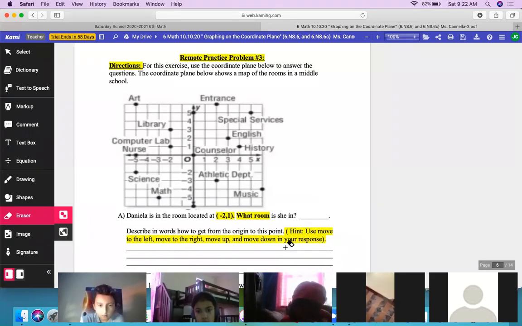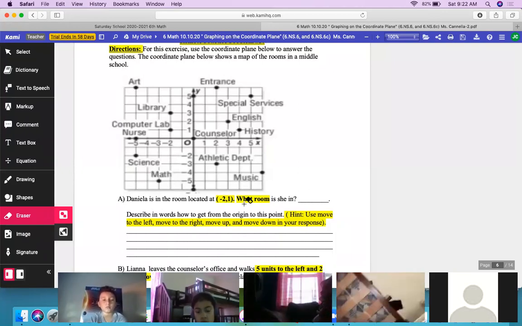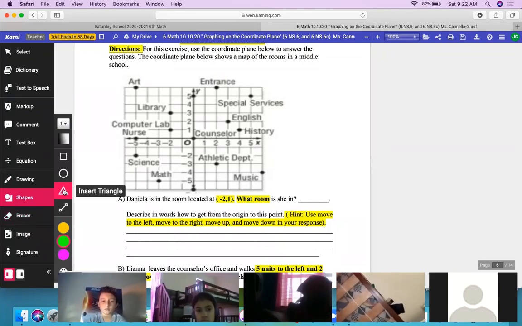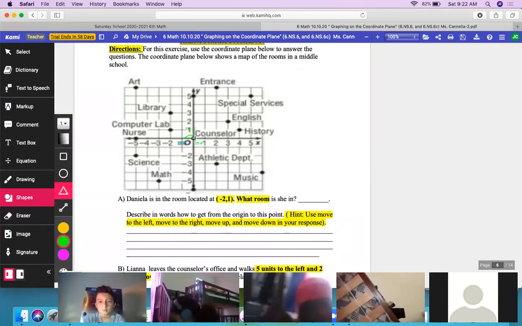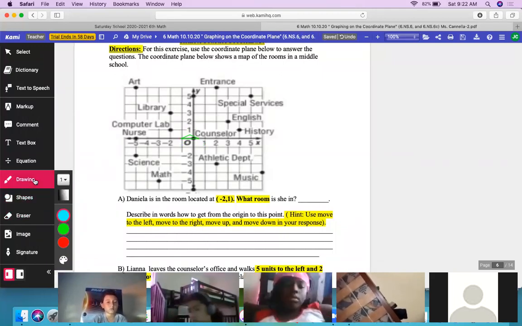All right, so now Daniela is in a room located at -2, 1. What room is she in, Samari? How do we get there? Walk us through it. Let me start at the origin. You start at the origin, then go 2 spaces to the left. Mm-hmm. And what was the other number? And then 1 space up. Okay, so then she's in quadrant 2.